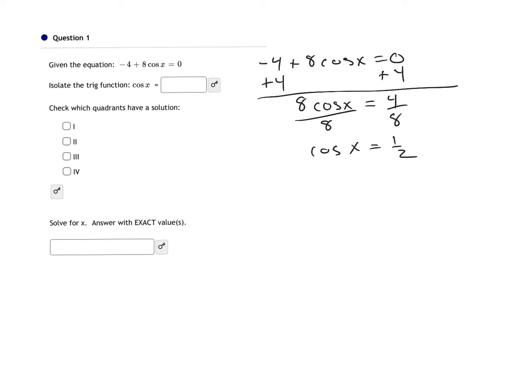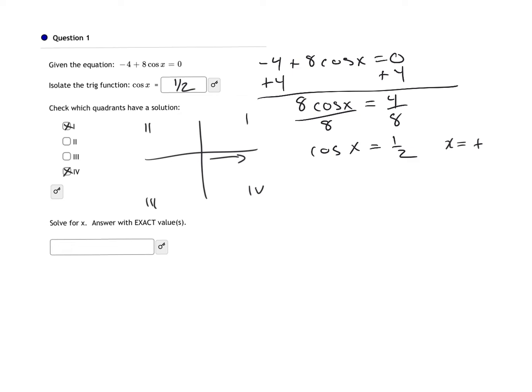Now that I have the cosine of x is equal to 1/2, that's what's going to go in there. The next thing it asks is for what quadrant it is in. We have quadrant 1, 2, 3, 4. Now, cosine is positive when x is positive. X is positive in this direction, so x would be positive in the first and the fourth quadrant.